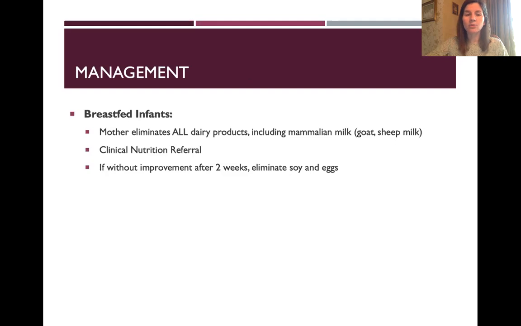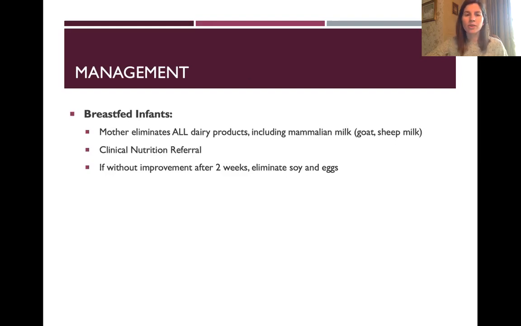There is definitely a role for a dietitian, and for several reasons. One, it can promote better adherence to the diet because it can be tricky to know everything that dairy is in, but then two, to ensure that the mom is getting adequate sources of protein and calcium from non-dairy products.